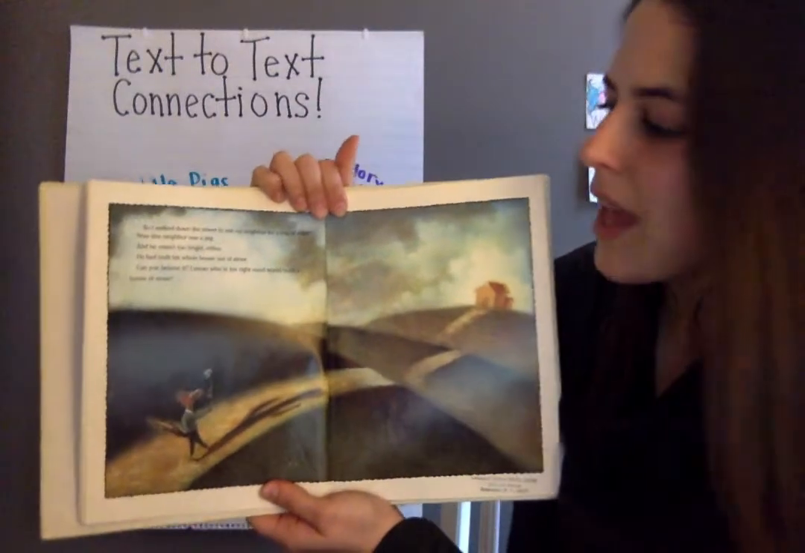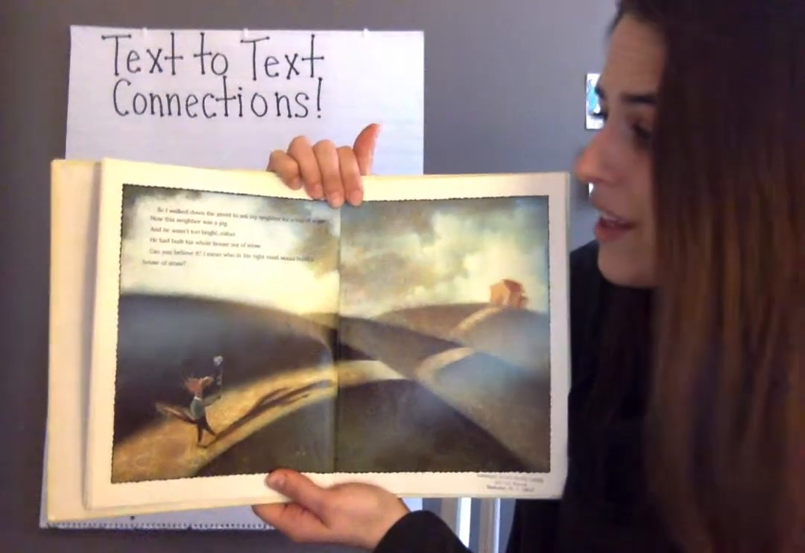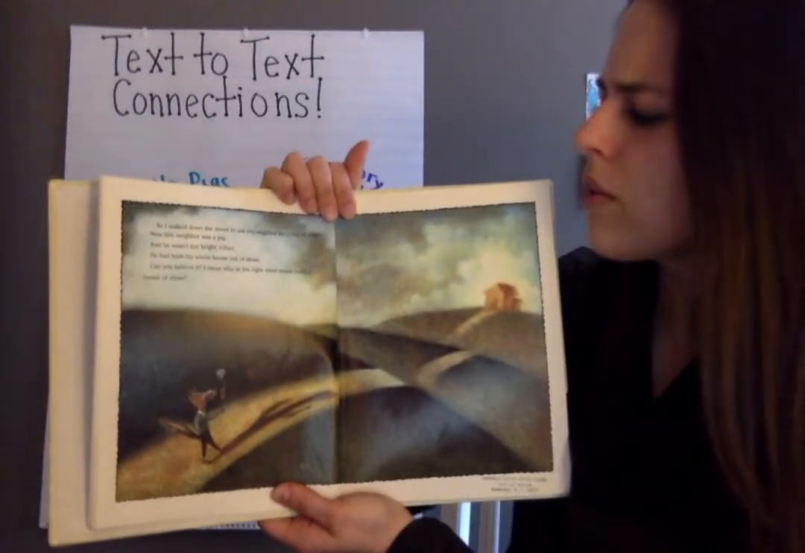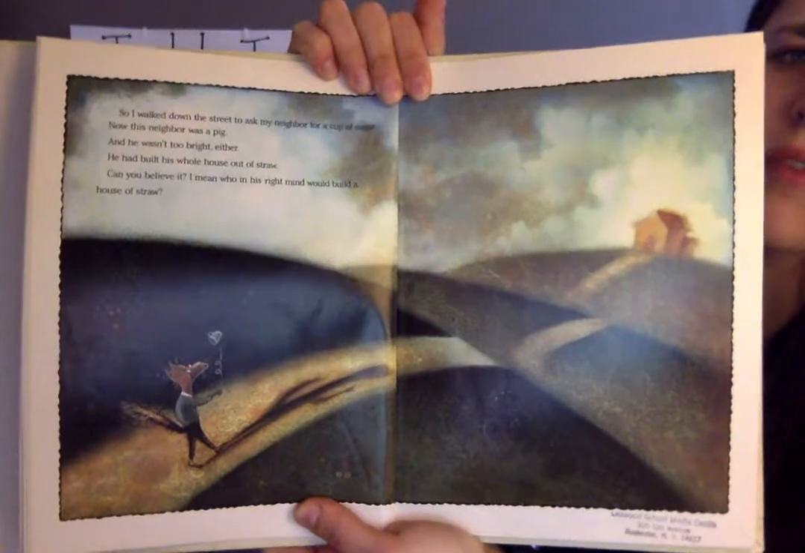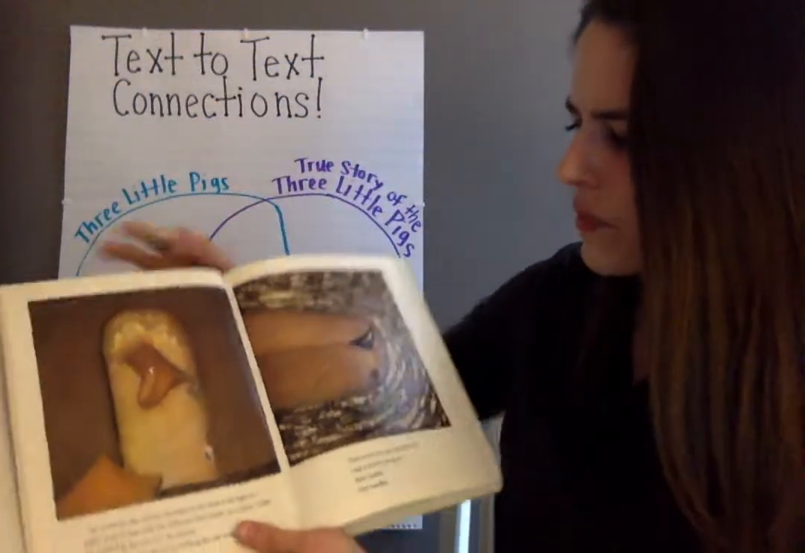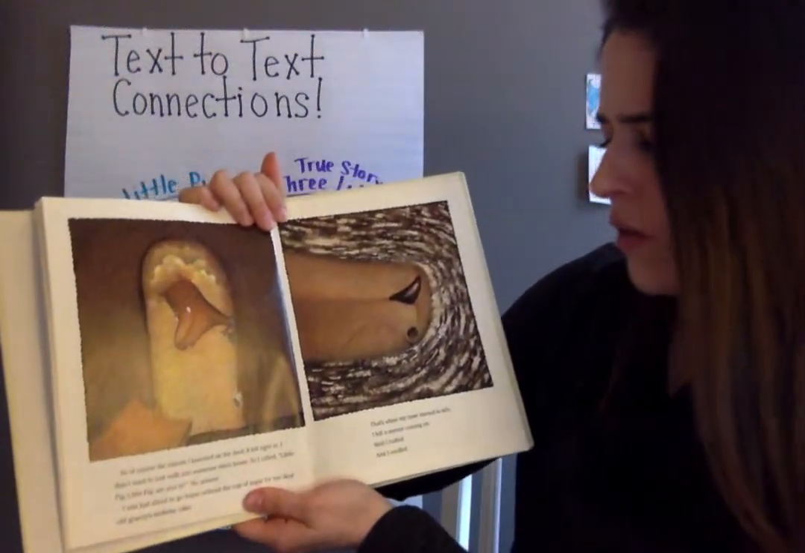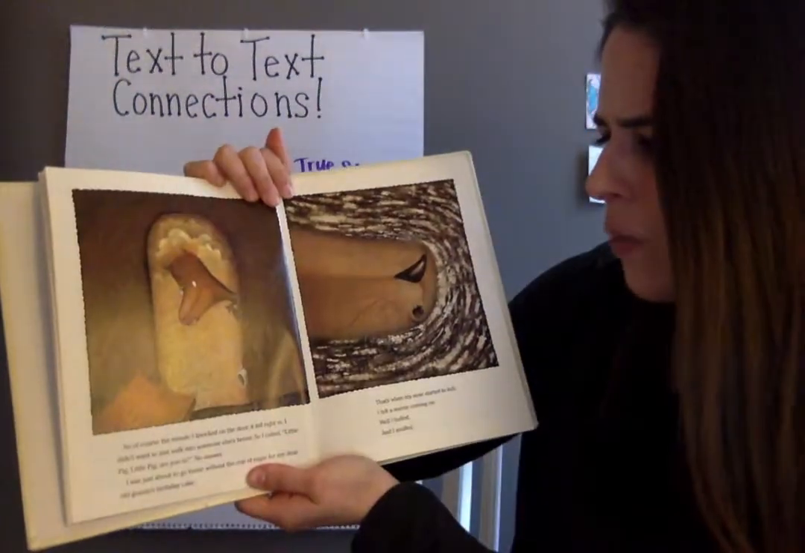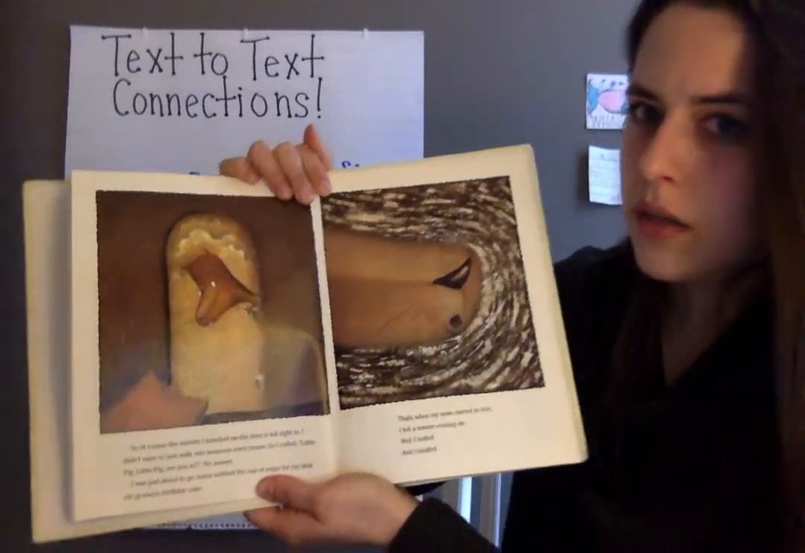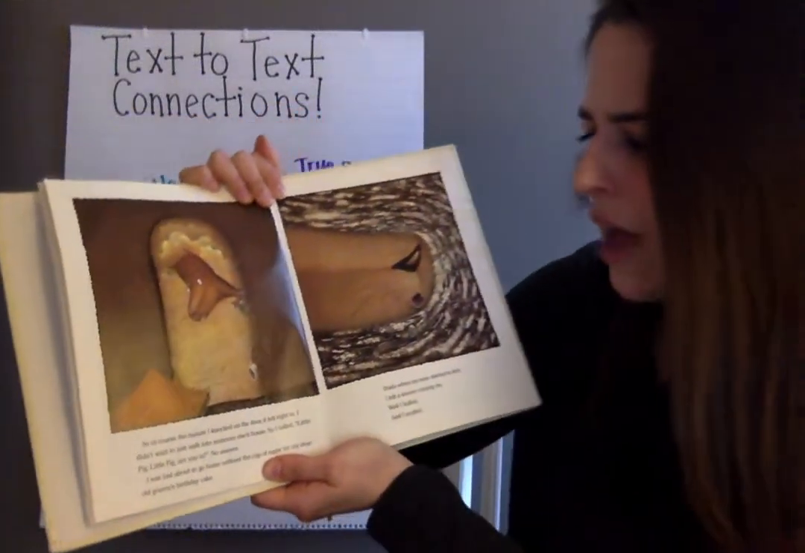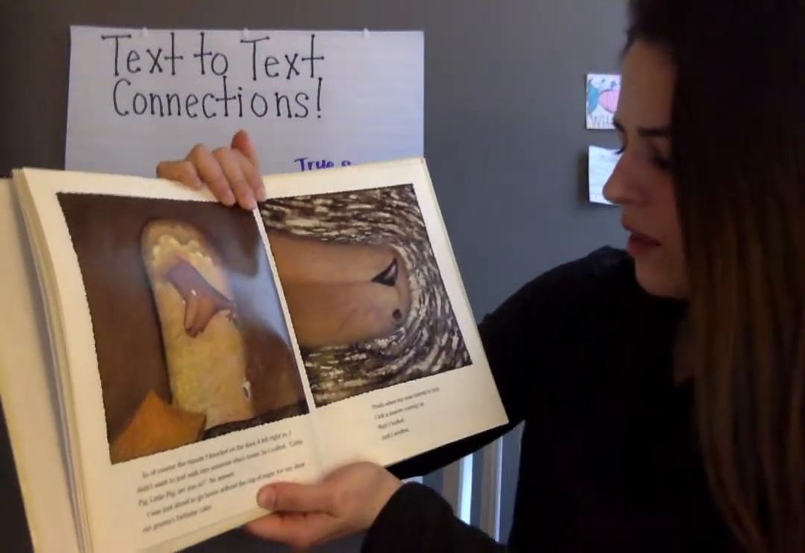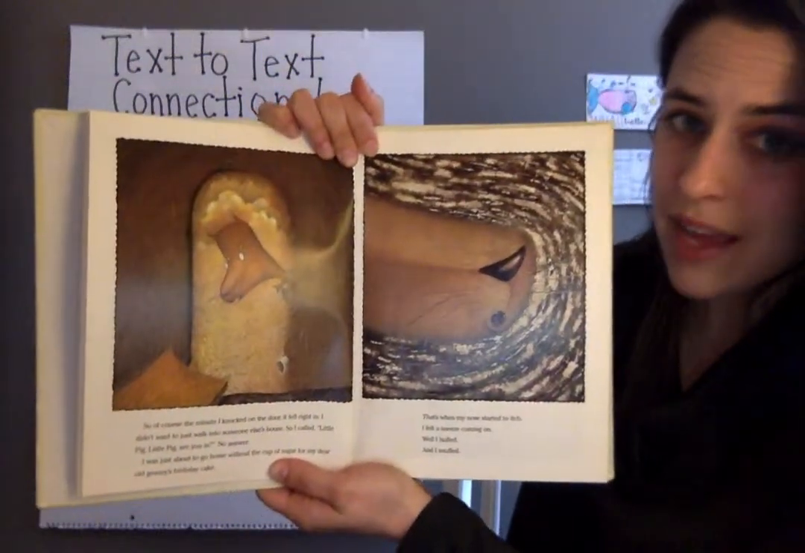Now this neighbor was a pig, and he wasn't too bright either. He had built his whole house out of straw. Can you believe it? I mean, who in his right mind would build a house of straw? So, of course, the minute I knocked on the door, it fell right in. I didn't want to just walk into someone else's house, so I called, "Little pig, are you in?" No answer. I was just about to go home without the cup of sugar for my dear old granny's birthday cake. That's when my nose started to itch.